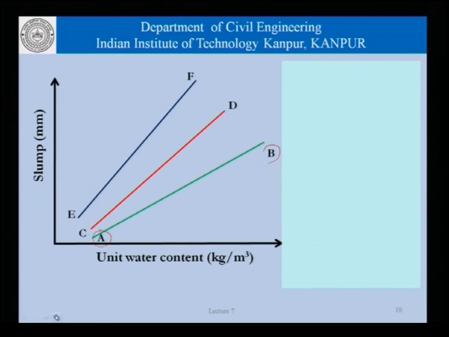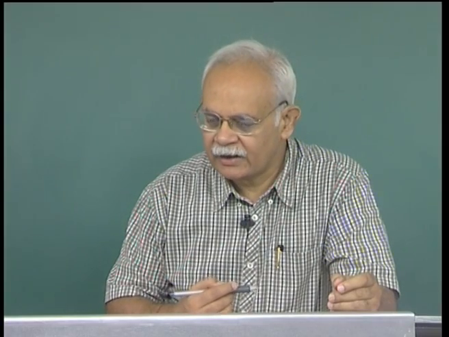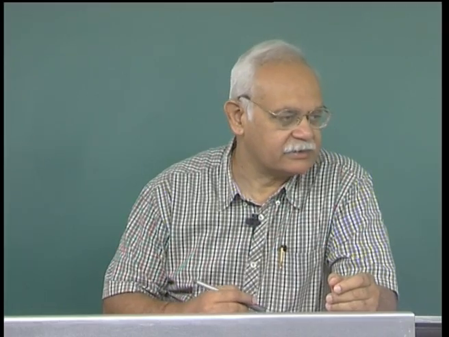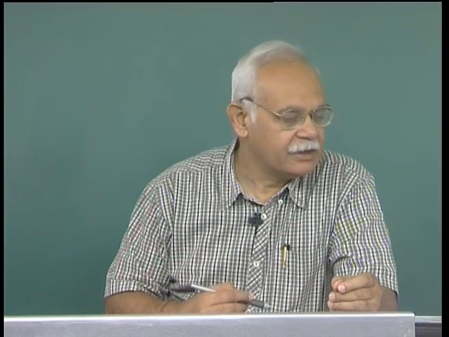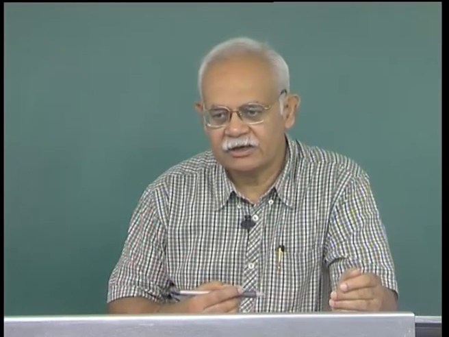Now, for a given unit water content, what determines the slump that we will obtain, whether we will obtain something here, or here, or here? What determines this slump value? This variation depends on the type of aggregate, the size of the aggregate, and the particle size distribution that we use as far as aggregates is concerned. For aggregates which are smaller, we may expect that a certain amount of water will give you a certain amount of slump. If the aggregate size becomes larger, then for the same slump, we may require a different water content, and so on.